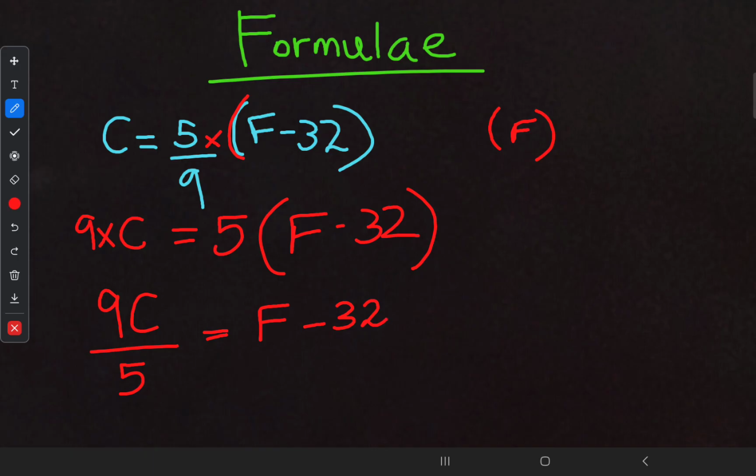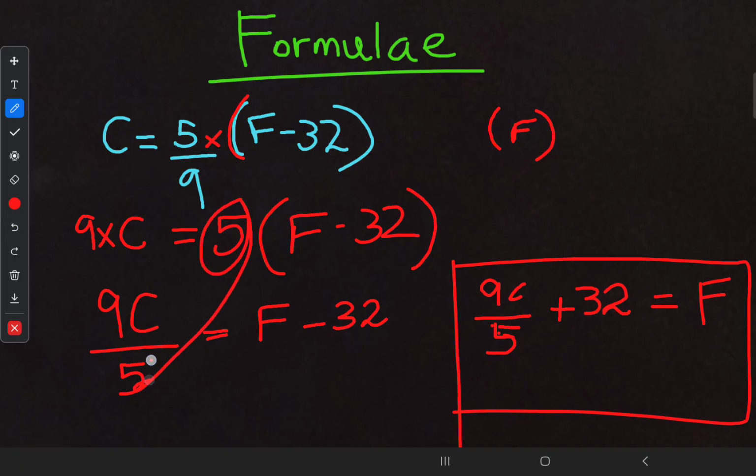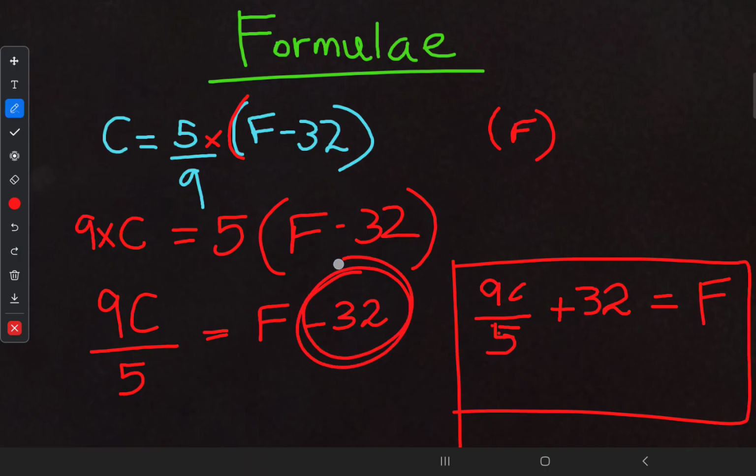For our final answer, I'll write here 9C upon 5. The negative 32 means a subtracted 32, that will become positive 32 to this side, that is equal to F. This is your answer. First I took this division as multiplication, then multiplication as division to another side. After that, I changed this negative as positive to another side. That's what I did to find my answer.